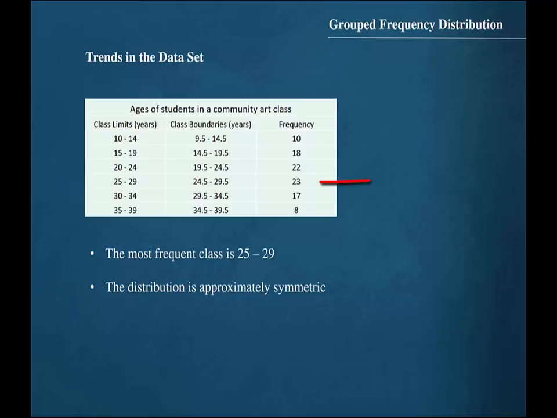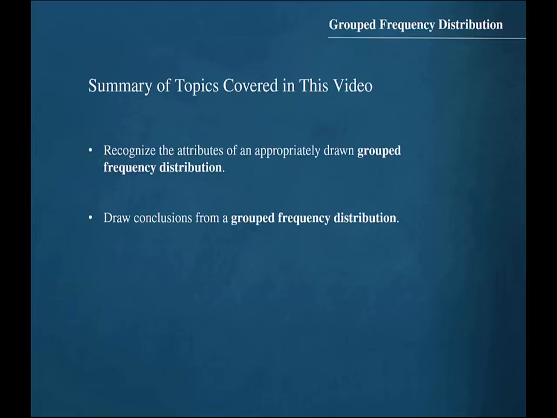There are 6 classes, with the middle 2 being the most frequent and very close in frequency. Also, the frequencies for the first 2 classes are very close to those of the last 2 classes. In this video, we learned how to recognize the attributes of an appropriately drawn grouped frequency distribution and draw conclusions from a grouped frequency distribution.